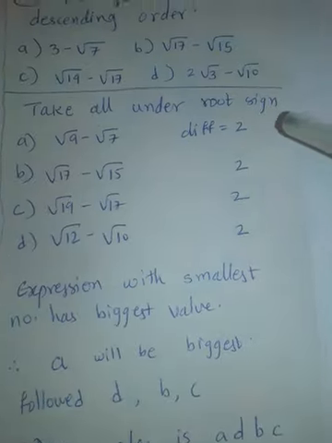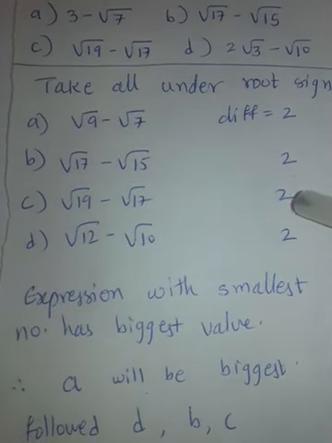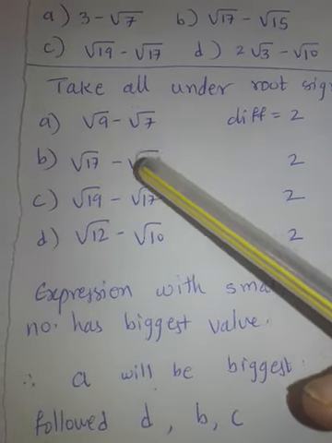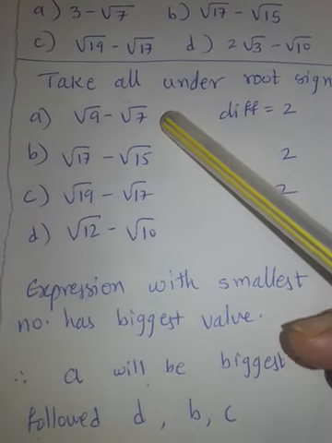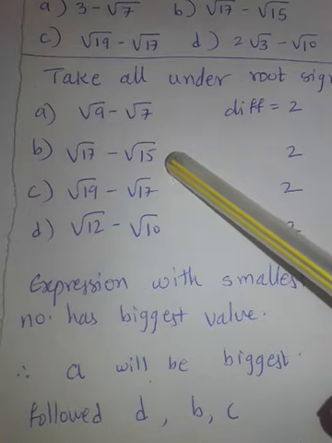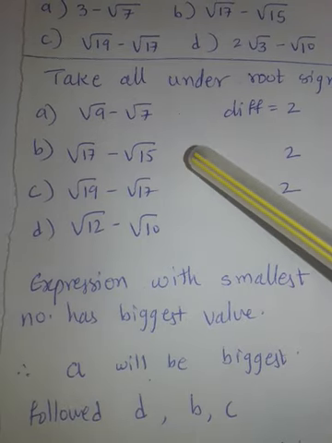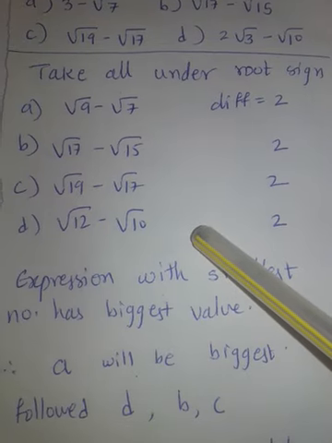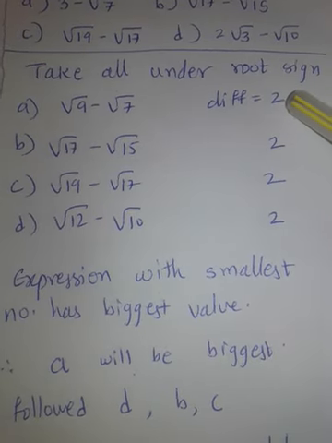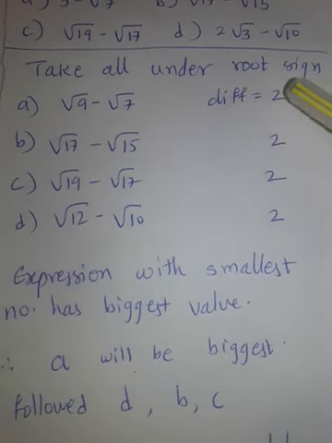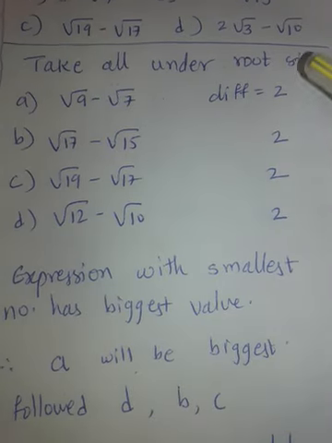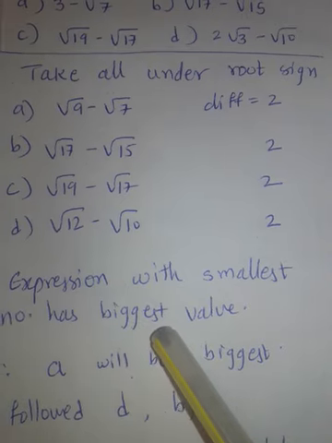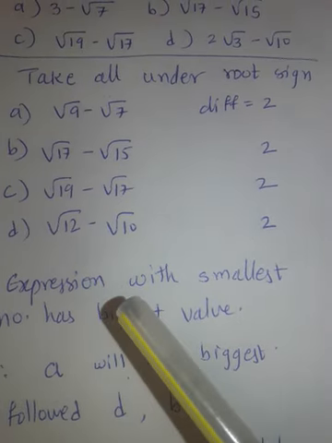Okay, one more important thing. If this difference is negative, means instead of root 9 minus root 7, they have given you root 7 minus root 9, root 15 minus root 17, root 17 minus root 19, root 10 minus root 12. So all these differences will be negative, correct? In that case, expression with smallest number will have the smallest value. Ulta ho jayega, yaad rakho.